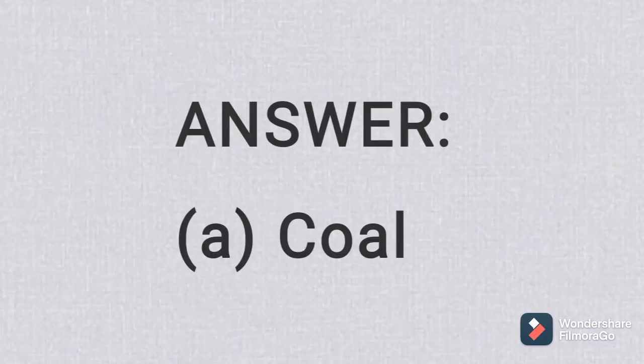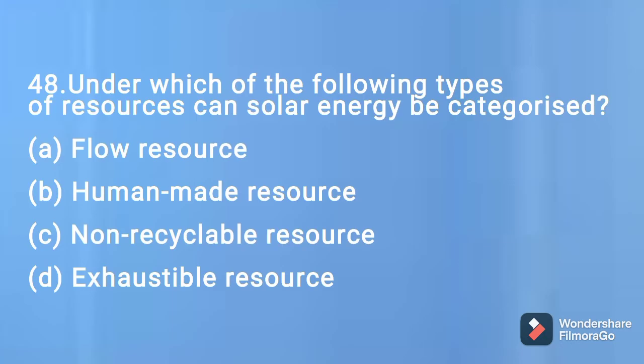And the answer is option A. Coal. 48th question. Under which of the following types of resources can solar energy be categorized? Option A. Flow resource. Option B. Human made resource. Option C. Non-recyclable resource. Option D. Exhaustible resource.